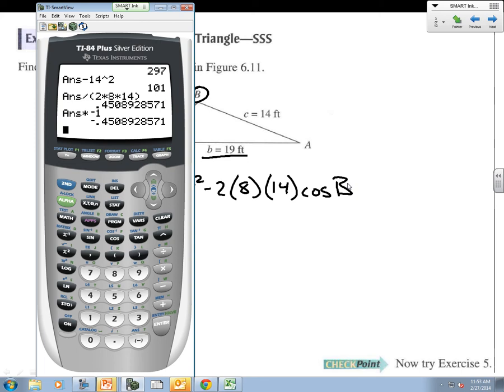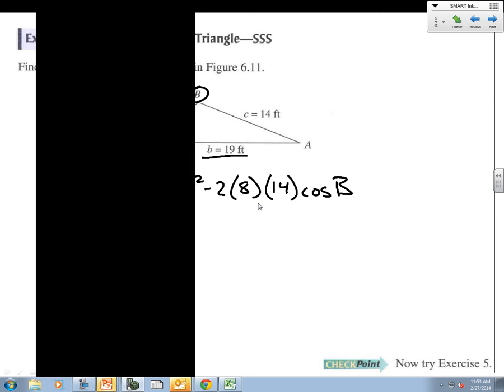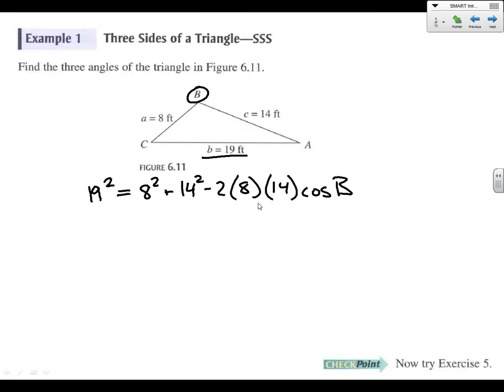That's going to equal the cosine of B. So at this point, we've gotten cosine B by itself, and that equals negative 0.45. All right, so we want the angle, so we'll do the inverse cosine. Negative 0.45089. And so we get 116.8 degrees. 116.8 degrees for B.